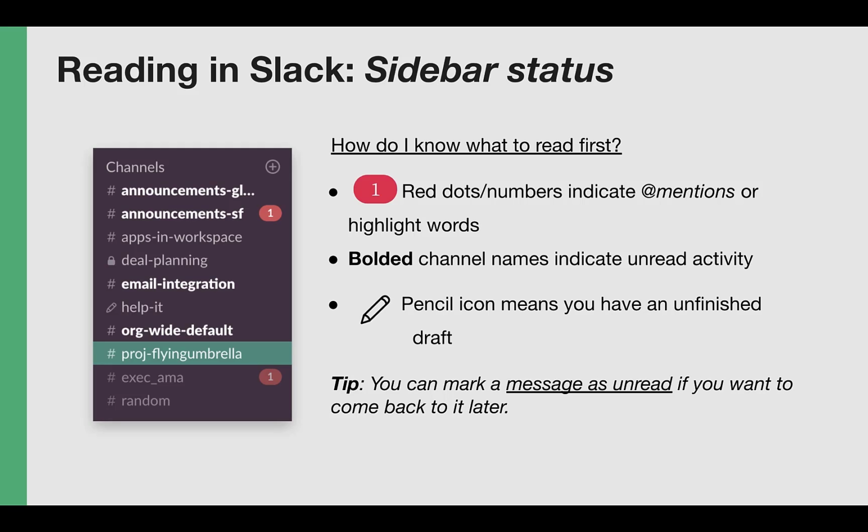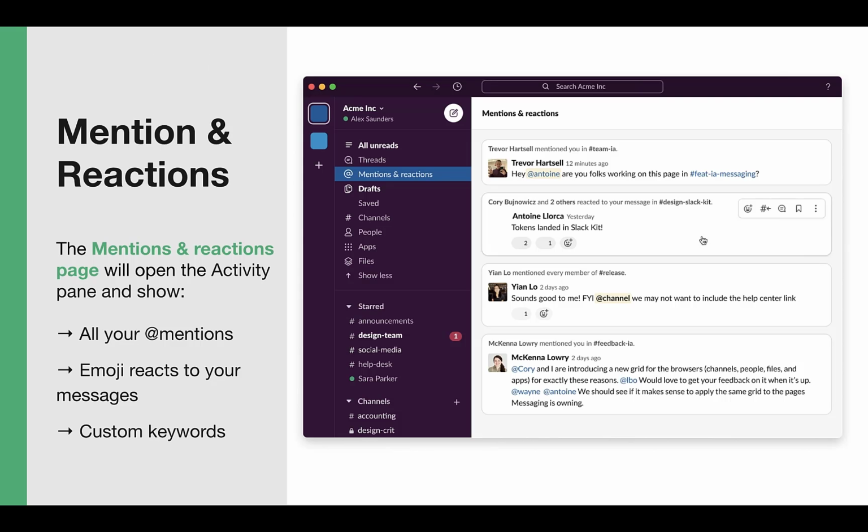If activity has happened in a channel that you're a member of and you haven't read it yet, the channel will be bold. These channels are next in line to read. If a channel is not bold, there's no new activity and no action required. You can also check your mentions across all channels at the top of your sidebar in Mentions and Reactions.